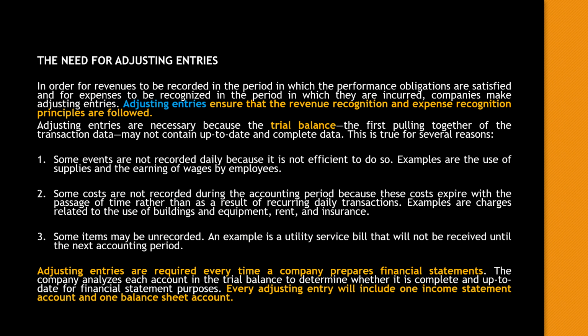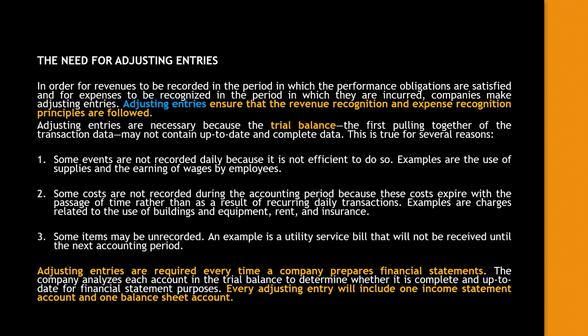All right, so the need for adjustment entries. In order for revenues to be recorded in the period in which the performance obligation is satisfied and for expenses to be recognized in the period in which they are incurred, companies make adjustment entries. Adjustment entries ensure that the revenue recognition and expense recognition principles are followed. Adjustment entries are necessary because the trial balance, when we first put together the transaction data, is not going to contain up-to-date and complete data, right?